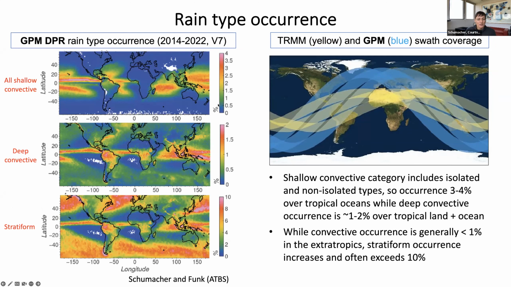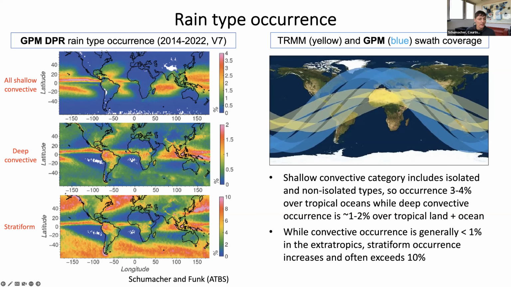And so in this case, we've reorganized things. We've just put everything shallow, so shallow, isolated, and non-isolated go into this top. So that's why we get on the order of a couple more percent, just in terms of coverage. And this coverage of this rain type is really mostly over the oceans, the tropical oceans. When you go to deep convection, and so here, this is anything that's not the shallow or warm-topped convection. I'll get to that in a second.